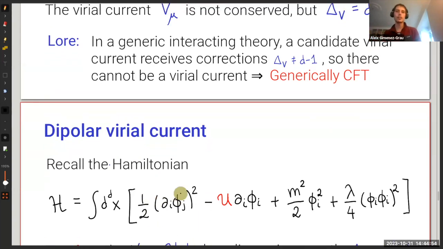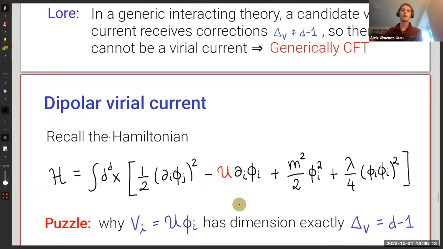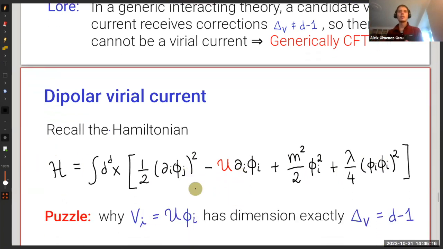So recall, the Hamiltonian is just some kinetic term for phi. We have some mass term, which we tune to 0 to be near the critical point. And we have some interactions, lambda phi 4. And then we have an extra term here, which is some Lagrange multiplier enforcing that phi is conserved. Now, if you take this Hamiltonian, it's not hard to compute the stress tensor, and then you can compute its trace. And then what you see is that the trace of the stress tensor contains some virial current, which is U times phi I. And now the puzzle that we have is, okay, how is it possible that this operator has dimension exactly d minus 1?